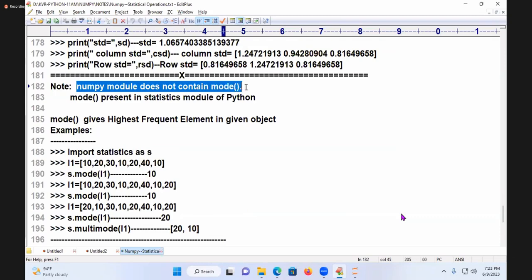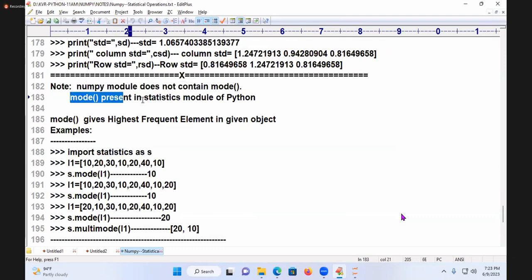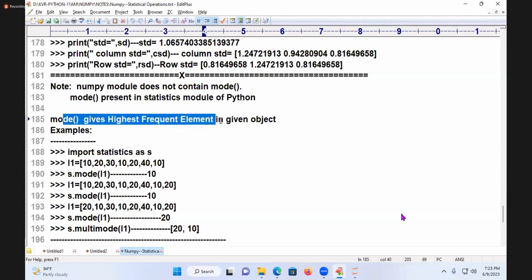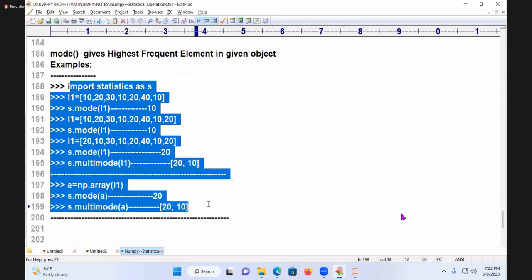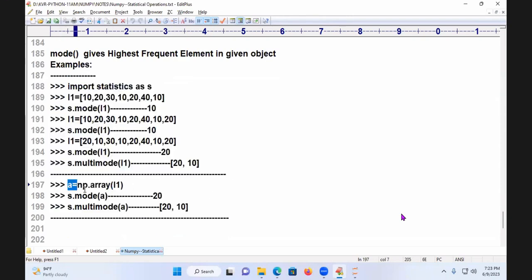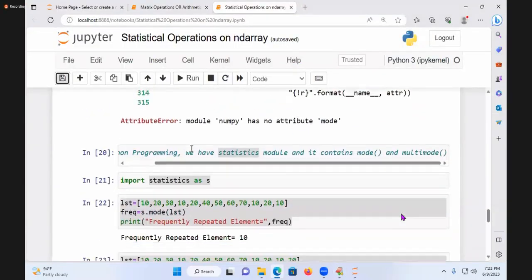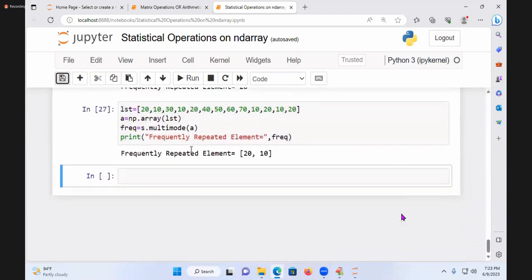The NumPy module does not contain mode. Mode is present in the statistics module of Python. Mode gives you the highest frequent element in the given object. See that? Mode, multi-mode. Multi-mode converted a list into an ND array; on an ND array also multi-mode is applied. Okay now, students? Whatever is there in our documentation which I explained, the same thing is there in the example also. And I am giving this example screen for you, what you worked on. Okay now? Easy? Difficult now?